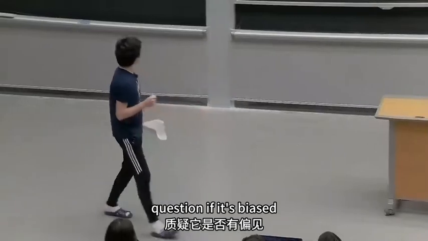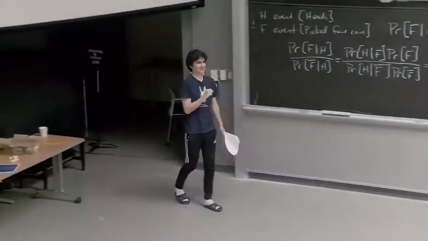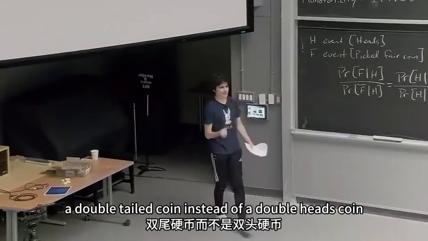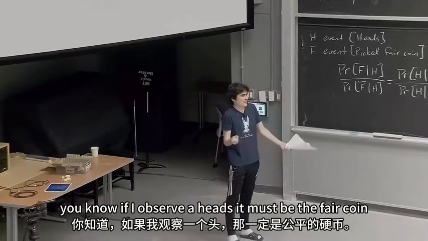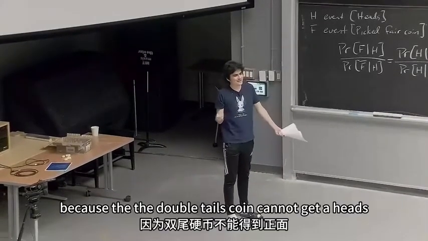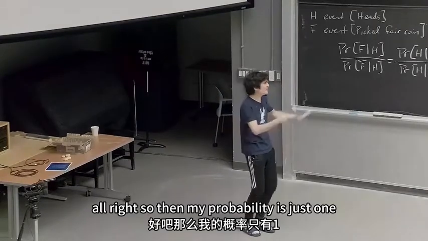Question: if it's biased, do we care in which direction it's biased? Yes, absolutely. If it's a double-tailed coin instead of a double-heads coin, and I observe a heads, it must be the fair coin, because the double-tails coin cannot get a heads. So then my probability is just 1.